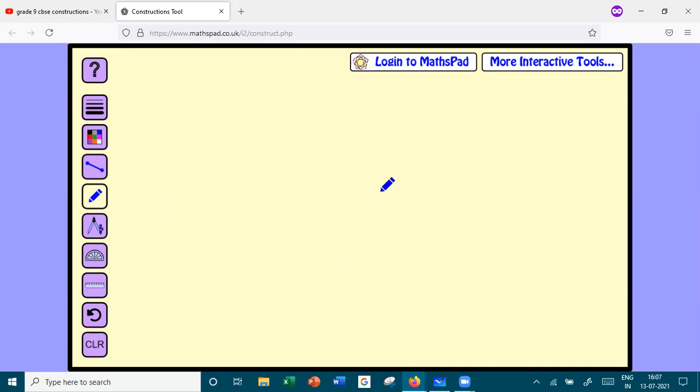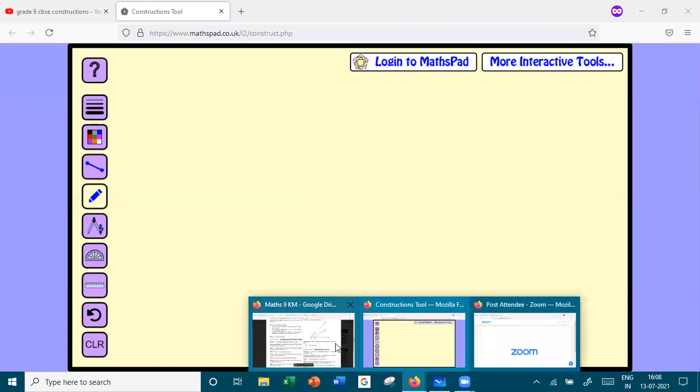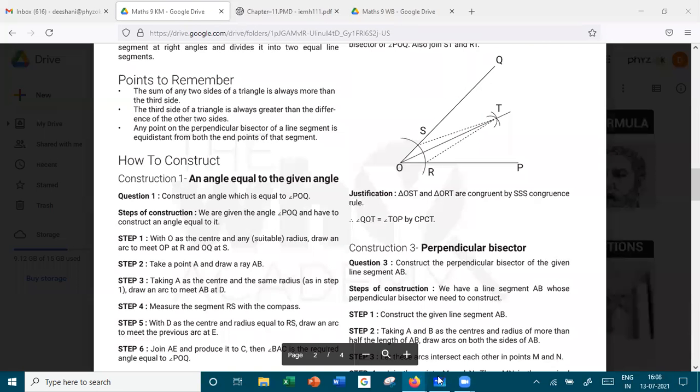That is it for the theory part of today's class. For angles, you need to know how to make 60 degrees, how to bisect any angle, and how to copy any angle. The last part would be how to make a perpendicular bisector. Then we'll do one or two questions from the workbook, and that's it for today's class.